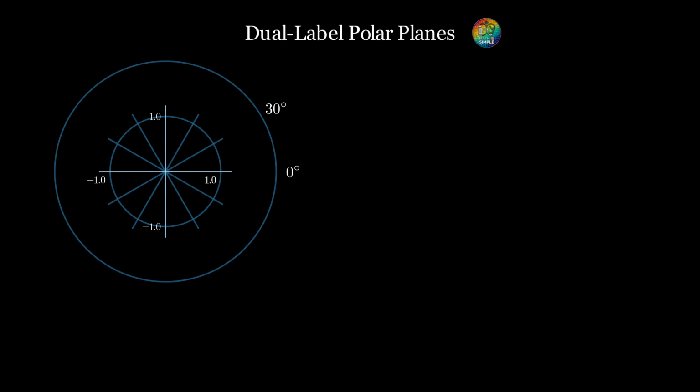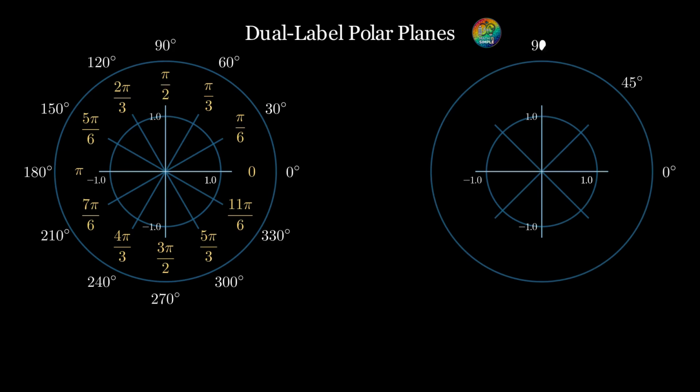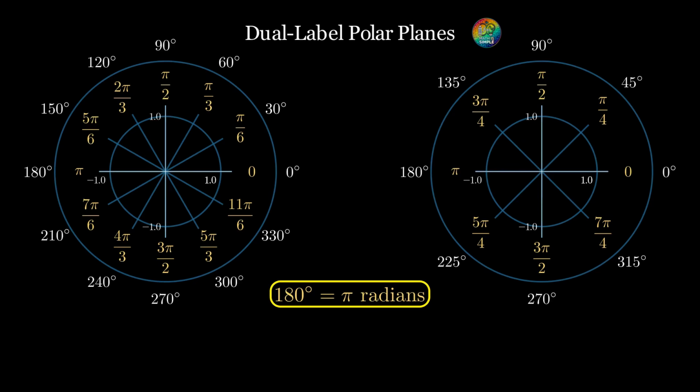If you've ever worked with angles, you know there's a bit of a language barrier. Half the world thinks in degrees, the classic 360 degrees for a full circle. The other half, especially calculus and physics, thinks in radians, measuring angles by the actual radius of the circle.